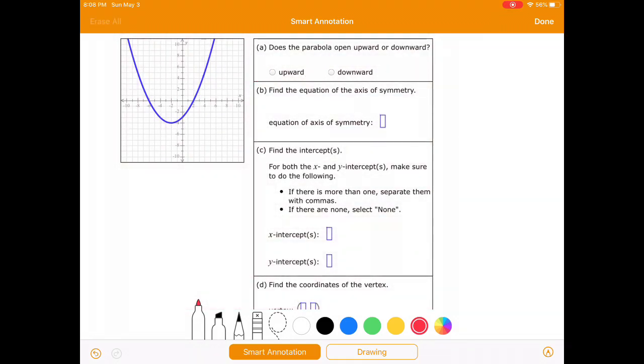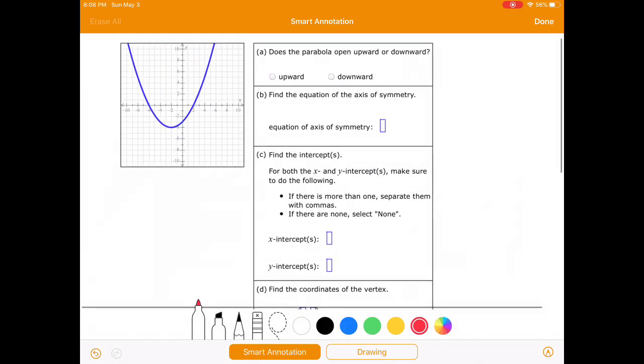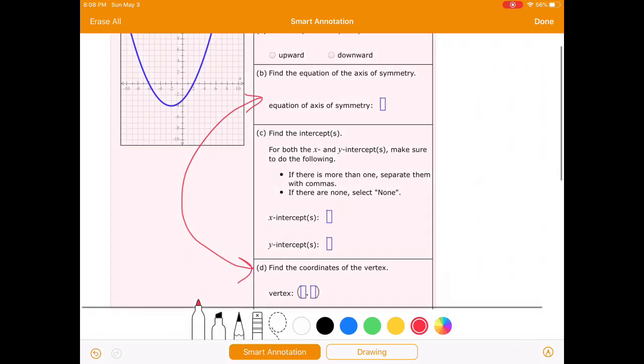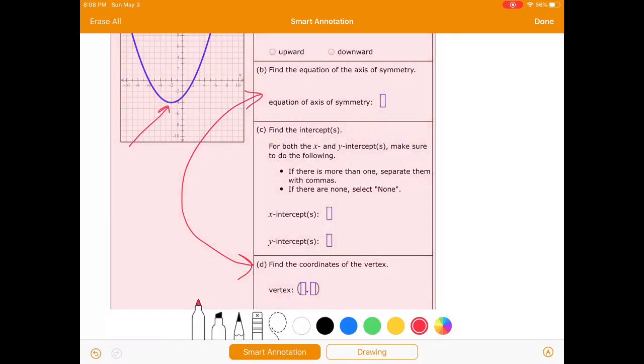Taking a look at B, find the equation of the axis of symmetry. So we talked about how they were symmetrical. So if we just kind of drew a line, all right, that would kind of be the axis of symmetry. And this is actually going to go hand in hand with the vertex down here. Find the coordinates of the vertex. So the vertex is either the minimum or the maximum. At this point, the minimum. So we're looking at this point right here, which is (-2, -4).